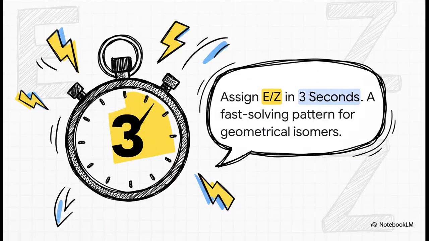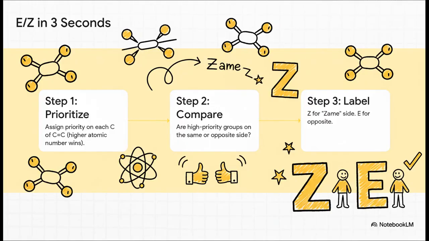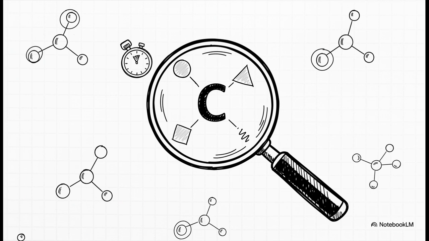Next trick. Assigning E and Z configuration. People get so bogged down in this, but you can seriously do it in 3 seconds flat. Let me show you. It's a dead simple 3-step process. First, look at each carbon in the double bond and assign priority to its 2 groups. Higher atomic number gets higher priority. Step 2, find your 2 highest priority groups. Are they on the same side of the double bond or on opposite sides? And step 3, just remember this little trick. Z is for the same side. If they're on opposite sides, it's E. Done.